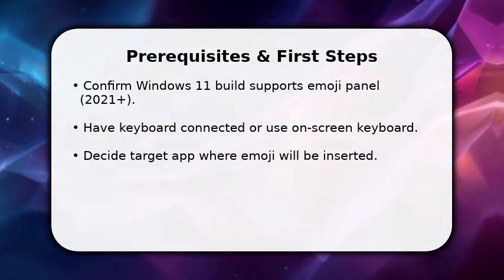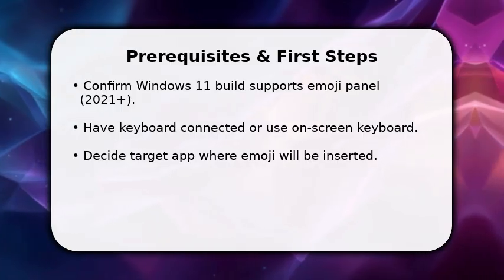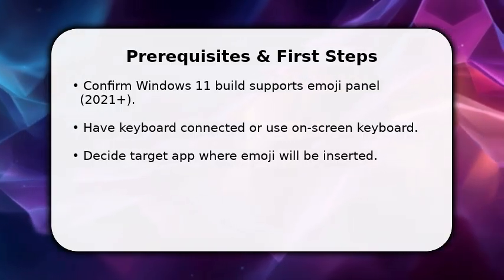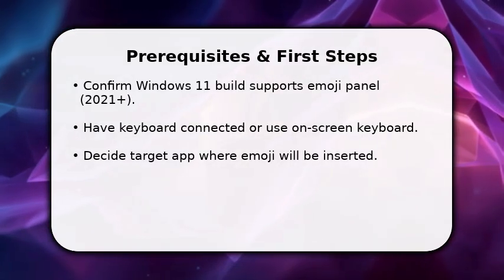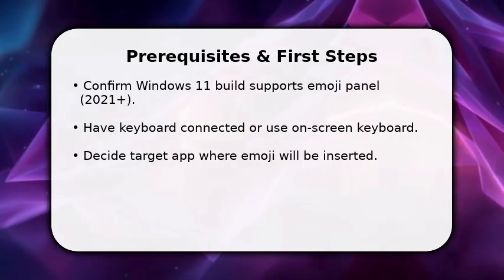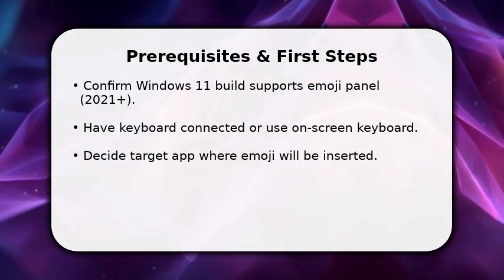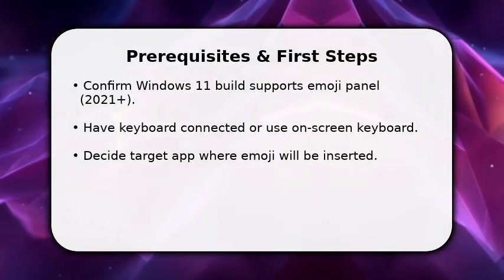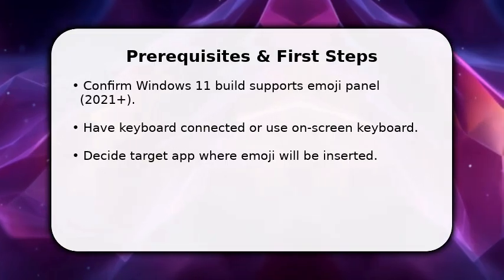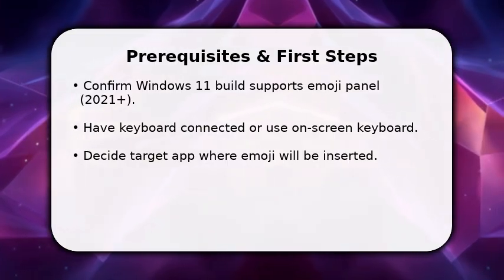You'll start by confirming your Windows 11 version and where you want emojis to appear. Make sure you have a physical keyboard or the touch keyboard available because you'll use a shortcut. Once ready, position the cursor in the text field of the target app so Windows knows where to paste the emoji. Now press the Windows key plus period to open the emoji panel. This is the first actionable step that immediately triggers the picker and shows categories and suggestions.